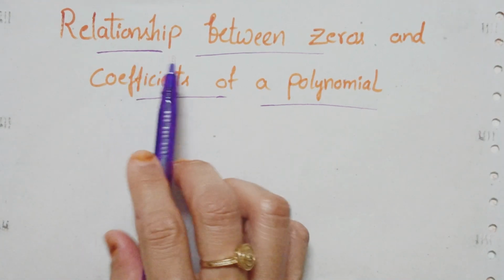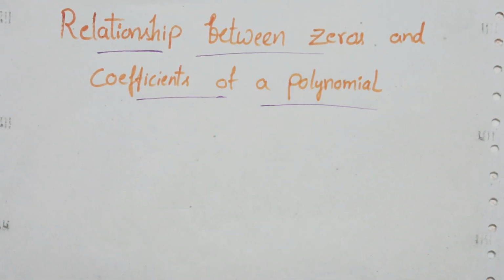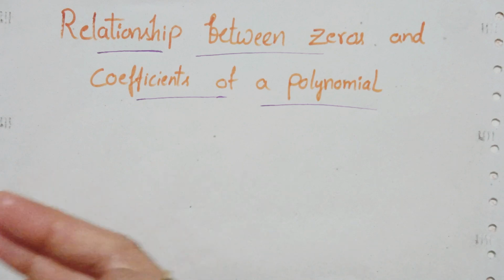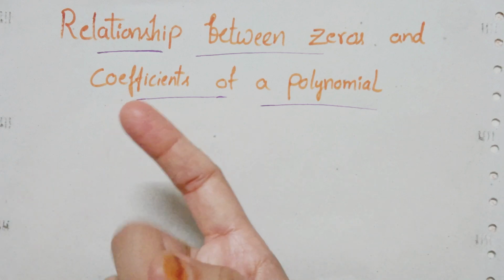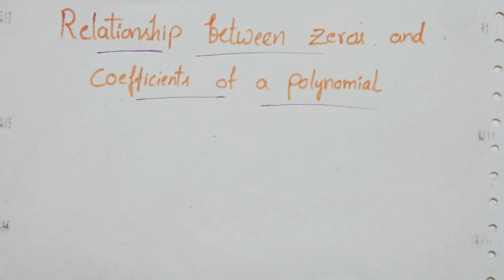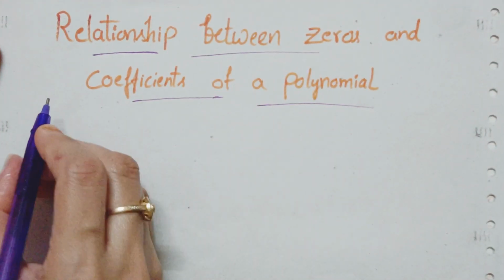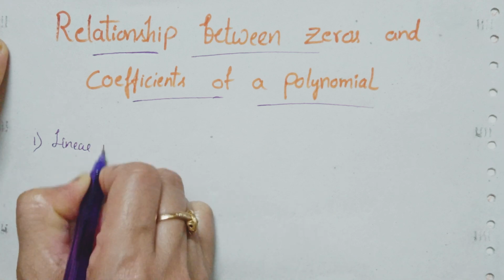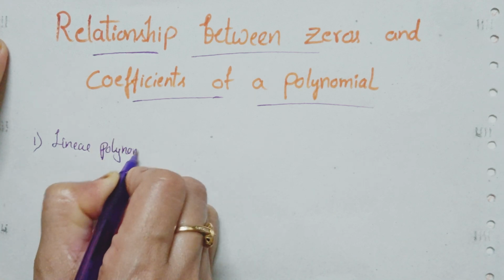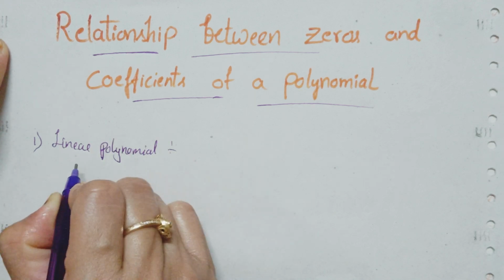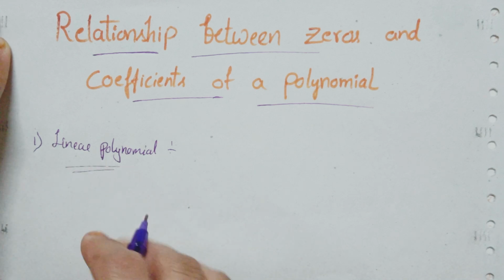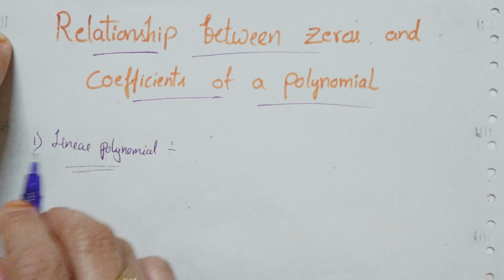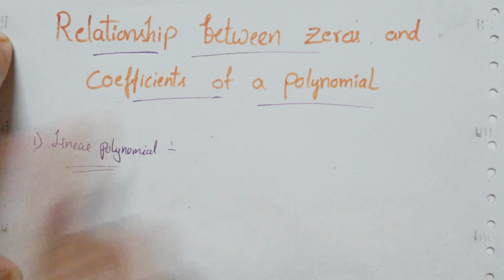So now we'll see the relation between zeros and coefficients of polynomials. We have three kinds of polynomials: linear polynomial, quadratic polynomial and cubic polynomial. Here also we are going to discuss all three one by one. First we'll see the linear polynomial. What do you mean by a linear polynomial? A polynomial is said to be a linear polynomial if its degree is 1.